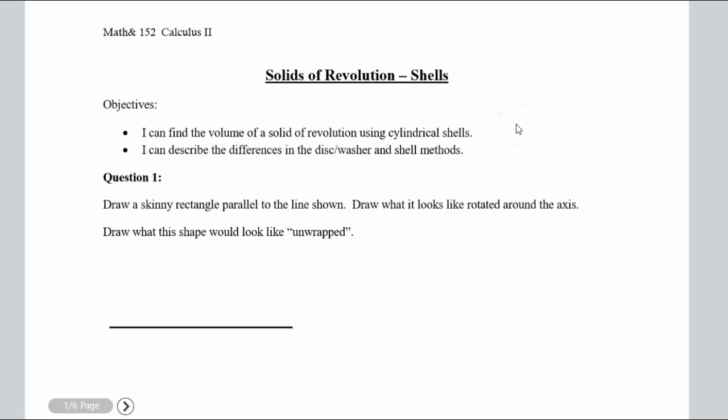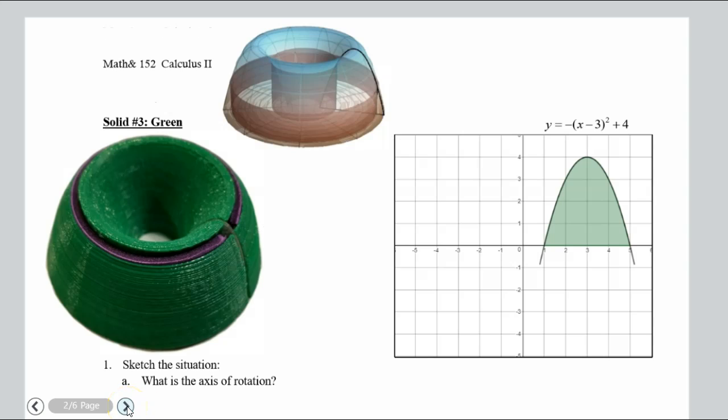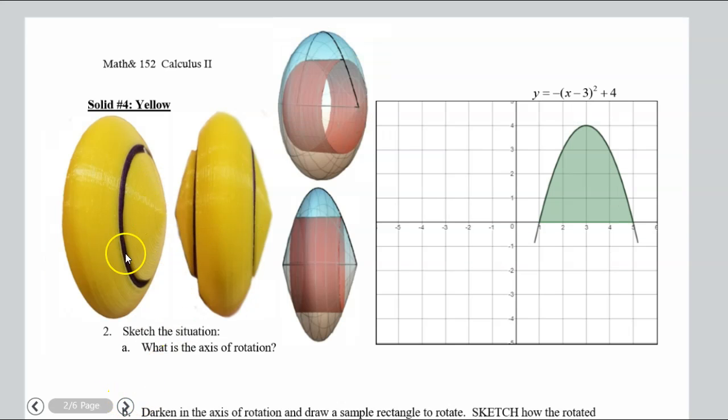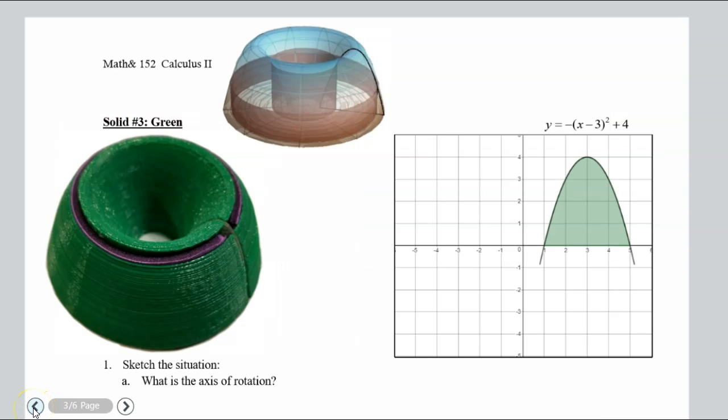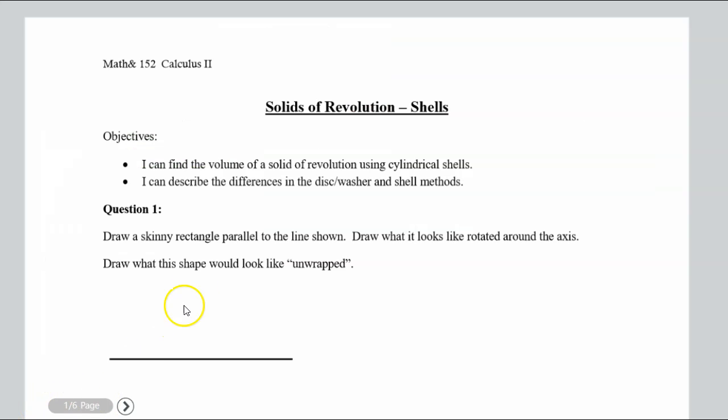So first question here: draw a skinny rectangle parallel to the line shown, and we're going to draw what it looks like rotated around the axis, and then try to find the volume of that little shape. I should mention you should have these shapes right here. This green one and this yellow one will be referenced in this document, so go ahead and have those out as well. You may want to take this purple little foam piece out of this green one as we start talking about rotating this rectangle parallel to the axis.